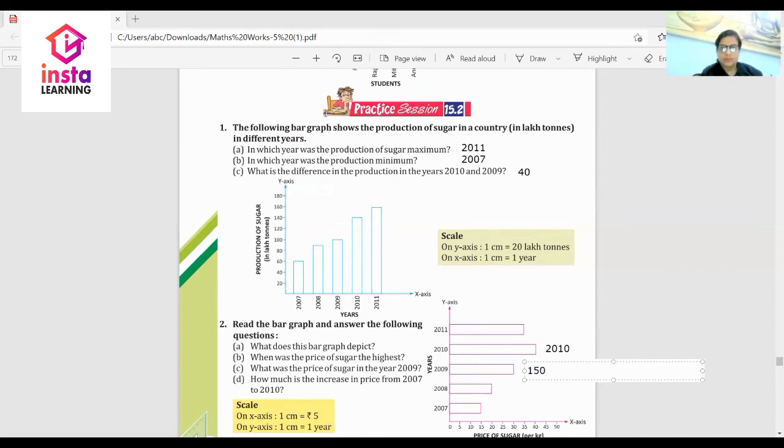Now, how much is the increase in the price from 2007 to 2010? When you see 2007, it is only 15 rupees per kg, and you have to multiply 15 into 5. Okay, so it will be 75. And then for 2010, it is the highest. So you have to subtract it, then you will be able to complete the answer.